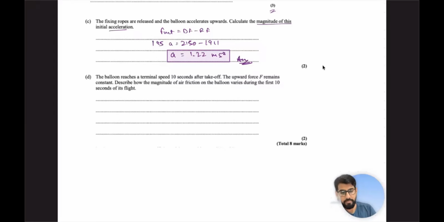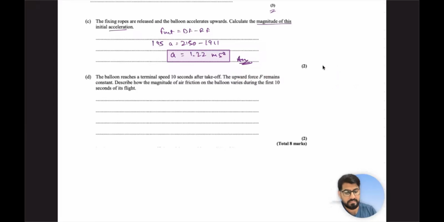Okay, so in the D part, the question is asking: the balloon reaches a terminal speed 10 seconds after the takeoff. I hope you know the meaning of terminal speed. It means the net force becomes zero. The upward force F still remains constant. Describe how the magnitude of air friction on the balloon varies during the first 10 seconds of its flight. So we know that as soon as the ropes have been released, the balloon is moving upward. As it is moving upward, the air resistance will act in the downward direction.